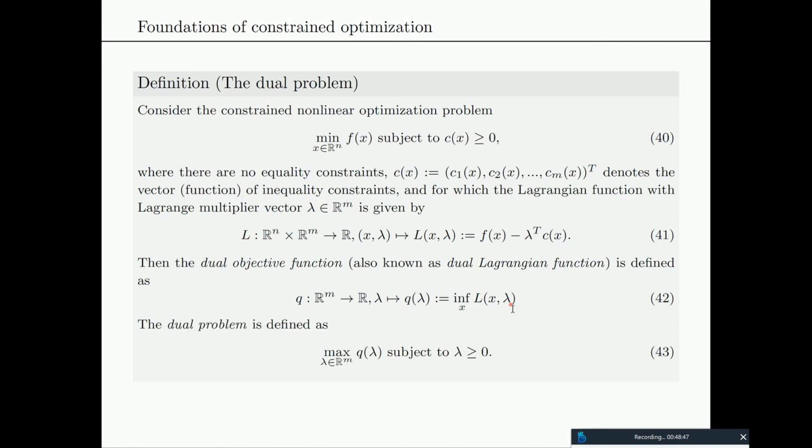The dual problem itself is then defined as: maximize this dual objective function subject to the constraint that lambda is equal to or larger than zero. So if you have this primal problem, you can formulate a dual problem by first defining the Lagrangian, finding its minimum with respect to x, calling this your dual objective function, and then maximizing it subject to the constraint that lambda is larger than or equal to zero. And then, in principle, a solution of the dual problem is also a solution of the primal problem.